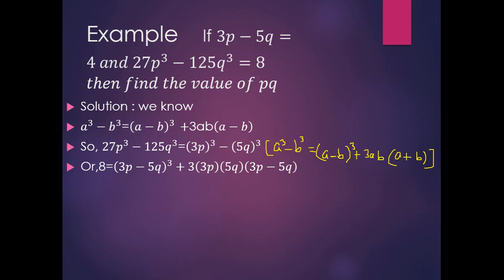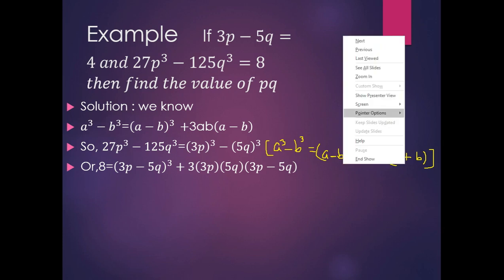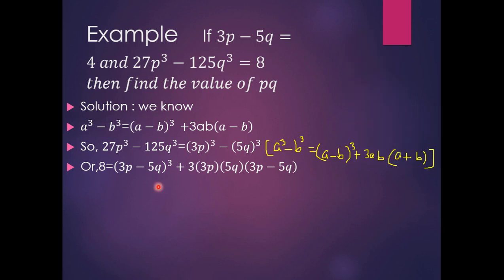Here in place of a we have thrice p, and in place of b we have 5q. So wherever there is a we put 3p, and wherever there is b we write 5q. Okay, and in that way we can easily write this expression. In place of a 3p, in place of b 5q, this minus is from the formula, and this plus from the formula. 3 times a is 3p, in place of b we have 5q, in place of a 3p.